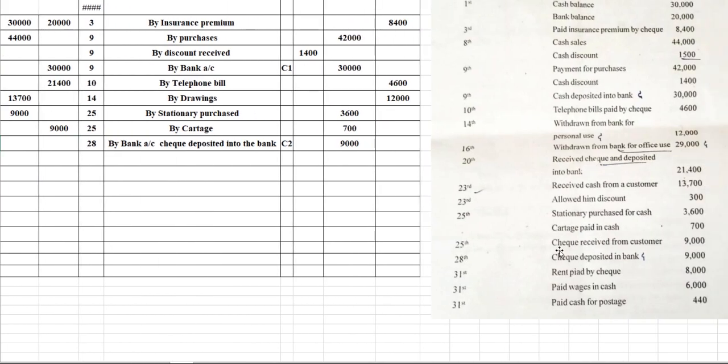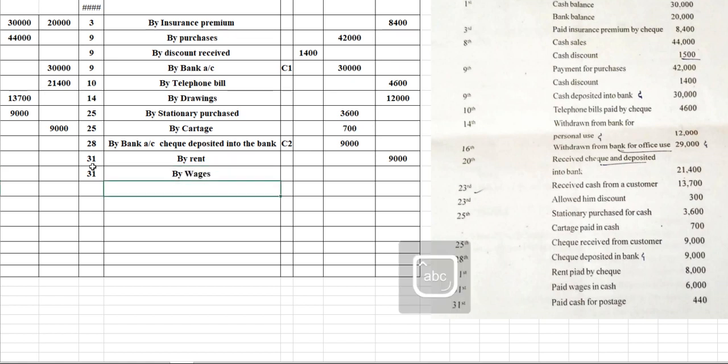Next, on 31st, rent paid by check. On 31st, by rent, how much amount is paid? 9,000 is paid, so we are reducing it from the bank column. Okay. Next, on 31st again, by wages paid in cash.